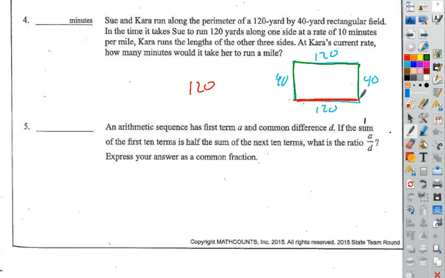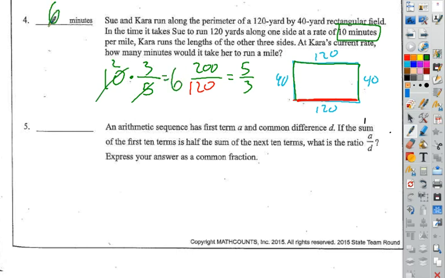And so she ended up running 200, and we know that they ran for the same amount of time, right? And so the distances are in a ratio of 200 to 120. Well, that's 5 over 3. So we know that the amount of time is related to this ratio, right? And so we know that Kara ran faster. So 2 times 3 is 6. It's going to take her 6 minutes.